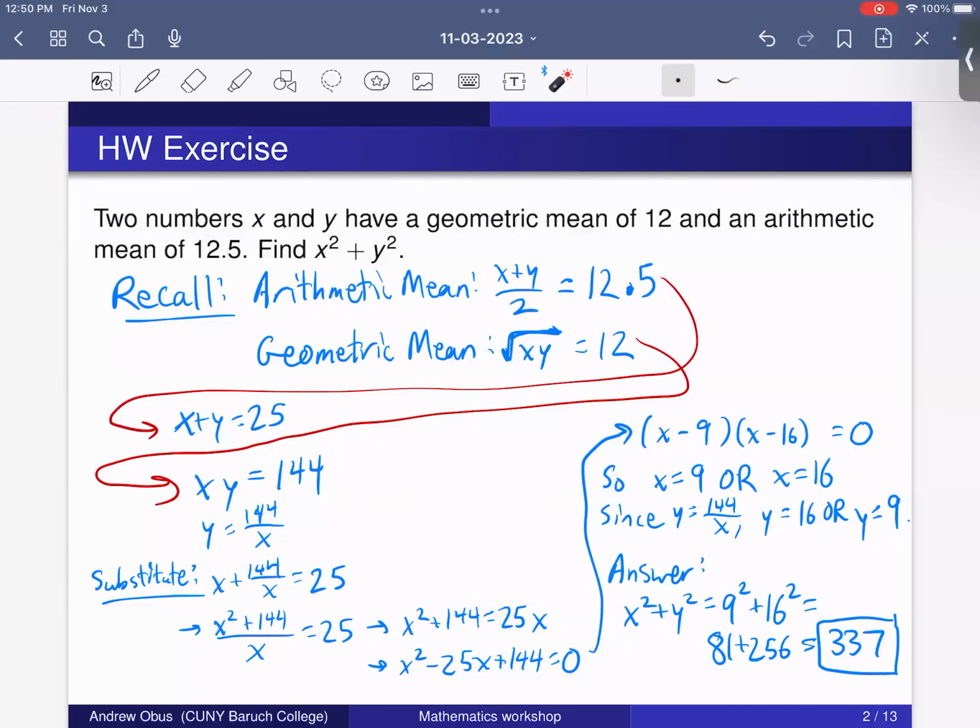The first thing we did is multiply both sides by 2. That cancels out the division by 2 here. So on the left side we get x plus y, and on the right side we get 12.5 times 2, which is 25. Is that okay? Okay, great. And same with how we got xy equals 144. We start with this geometric mean equation and square both sides to get an expression for xy.